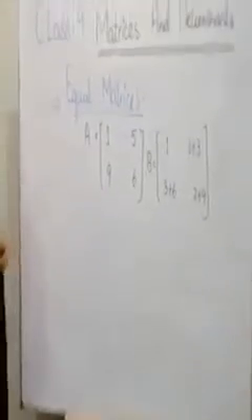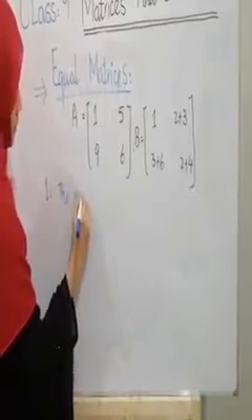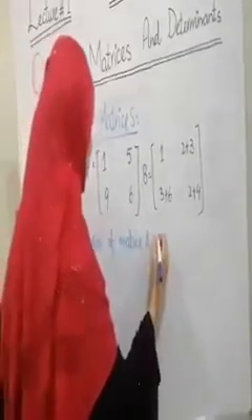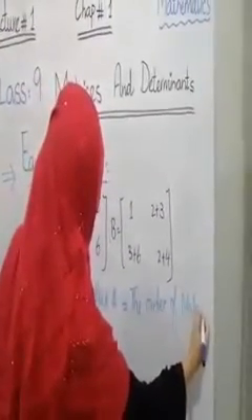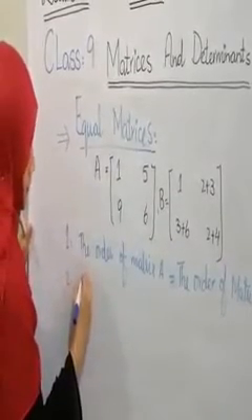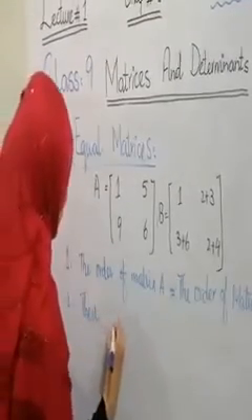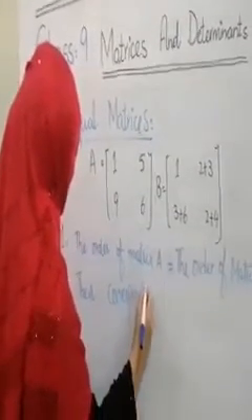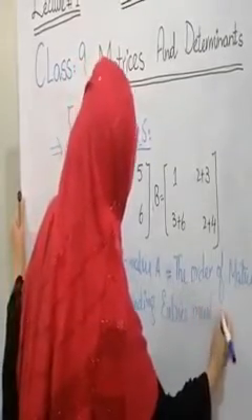There are two conditions to check this. Number one, the order of matrix A should be equal to the order of matrix B. The order of A must be equal to the order of matrix B, and the second condition is their corresponding entries must be equal.